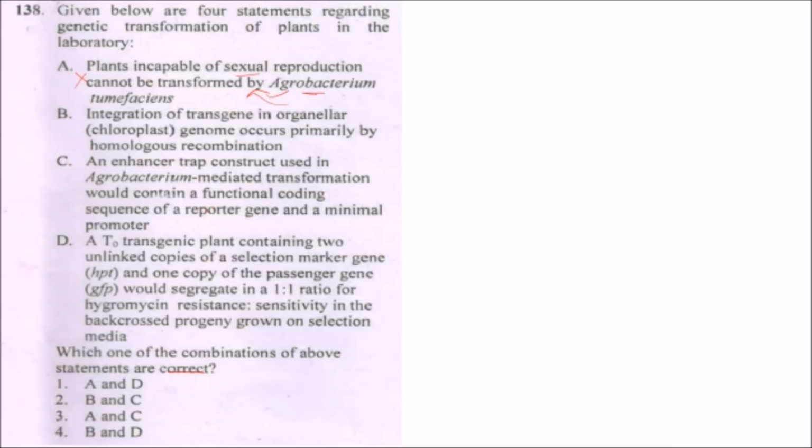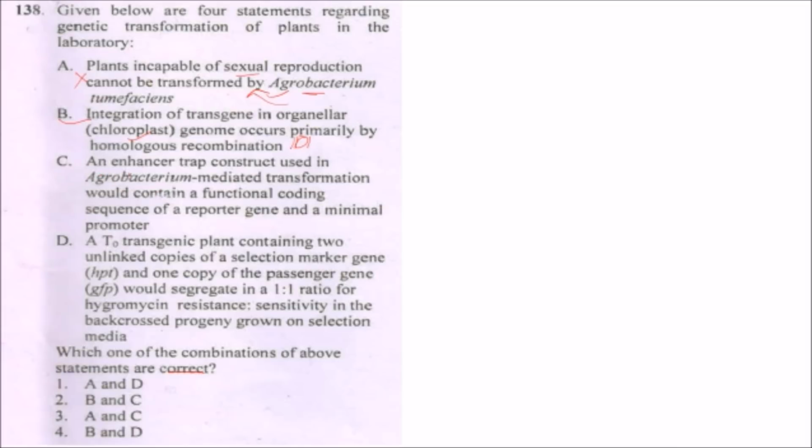The other statement, which is correct: integration of the transgenes in the organelle genome occurs primarily by homologous recombination. Actually, it's true. It basically takes place in the chloroplast, and the new genes are flanked so that they can be integrated in the desired plant. So the statement is true here.